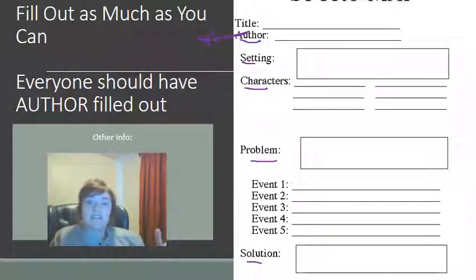Or set a timer for 10 minutes and just start writing. Don't plan characters or settings or plots, just start writing. Don't pick up that pen or pencil until the timer goes off, and you will have some good material for that short story.